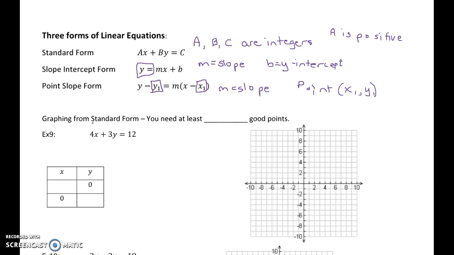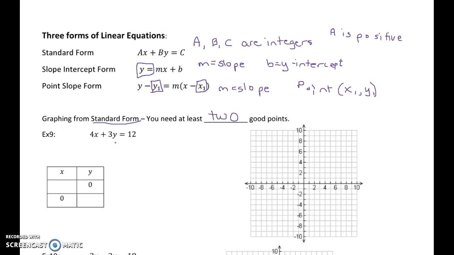So let's start with graphing from standard form. Standard form is nice and pretty, no fractions or decimals, all integers. If you want to graph from standard form, you need at least 2 good points. And by good, I mean no fractions, no decimals. 2 good points. So here's an example where the equation is in standard form. Notice all of these values are integers, and the constant can be divided by each of these coefficients. That's what makes standard form so nice.